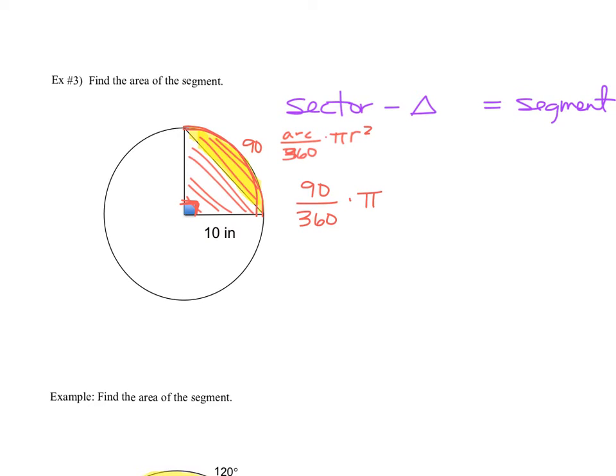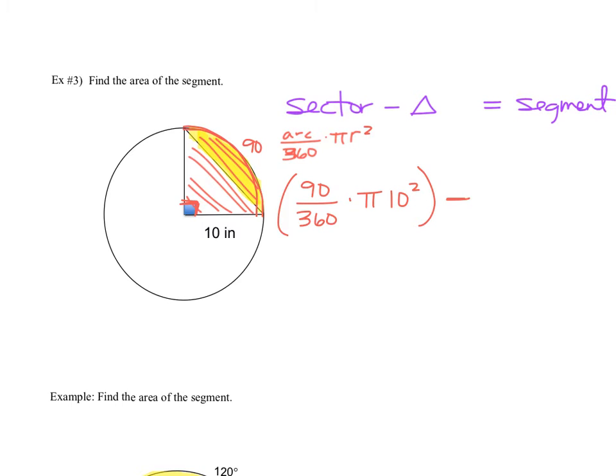What is r? 10. So you're going times pi times 10 squared. Okay, so that's your sector. We can simplify that in just a minute. We're going to subtract the triangle.